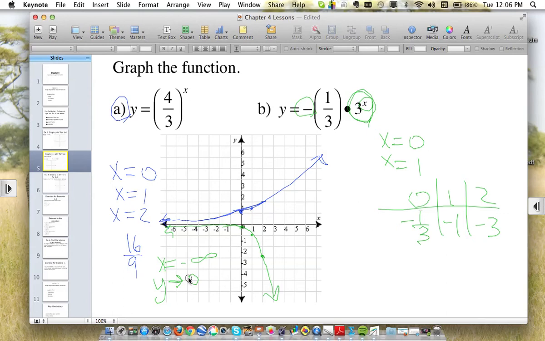All right, let's talk about the domain and range of both of these forms. So the domain, all the x values, of course, for both of these, the domain is equal to all real.